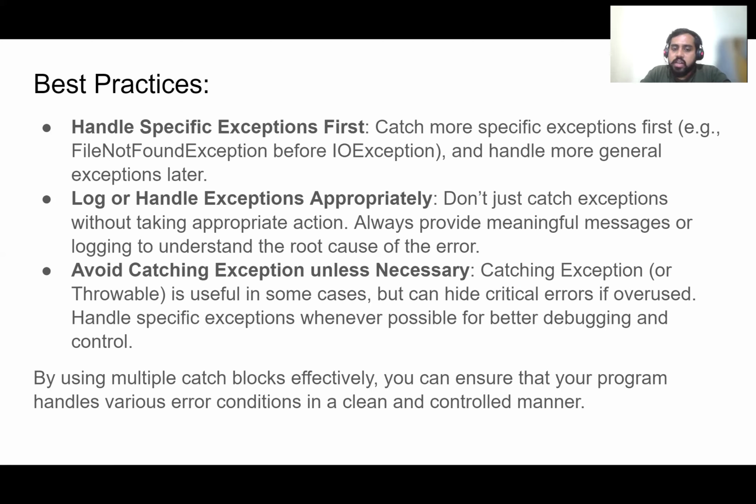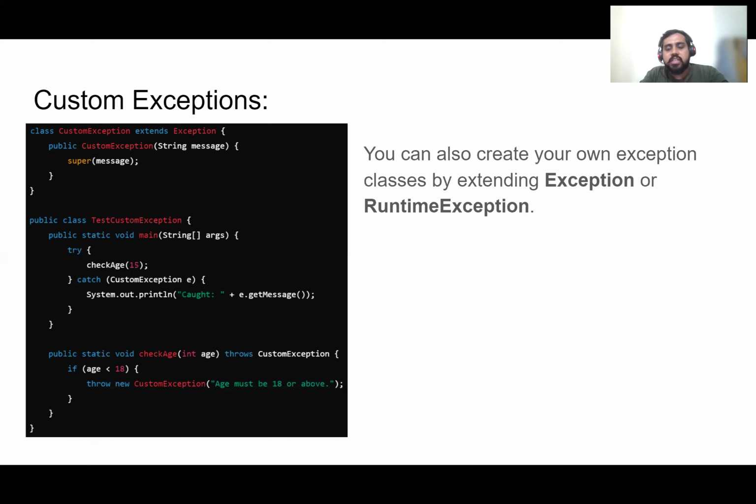We need to bind only the exception-causing code with a try block. We should not put the whole program under a try block, as that may prevent us from finding where the critical errors are occurring. By using multiple catch blocks effectively, as developers we can ensure that our program handles various error conditions in a clean and controlled manner, instead of abruptly terminating in the middle. So these are about exceptions.